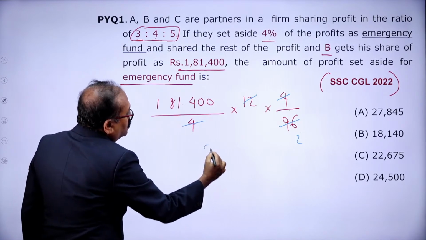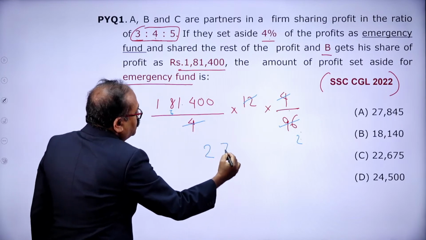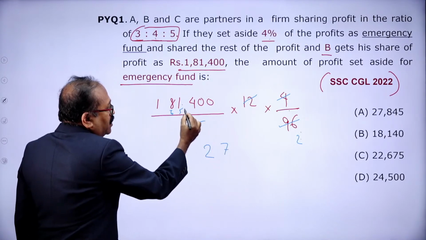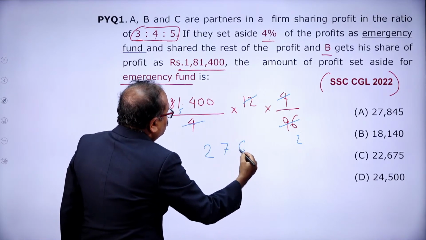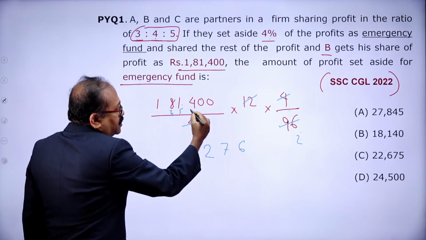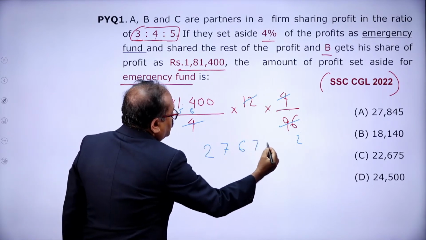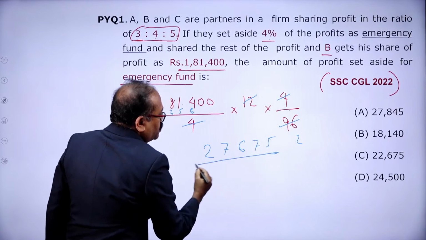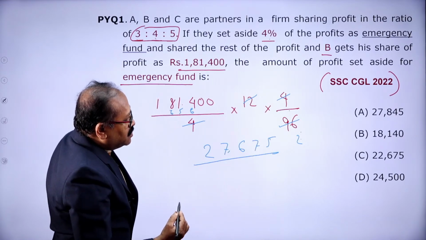8 2s are 16, I am left with 6 here. Then 8 7s are 56, I am left with 5 here. And 8 6s are 48, I am left with 6 here, 60. Now 8 7s are 56 and 8 5s are 40. So finally I am getting 27,000.